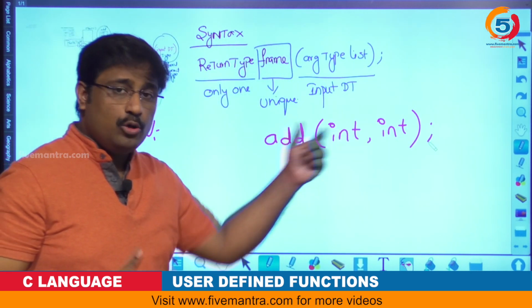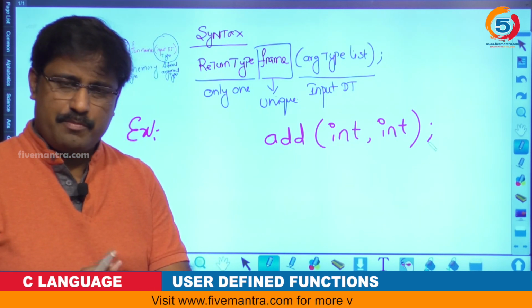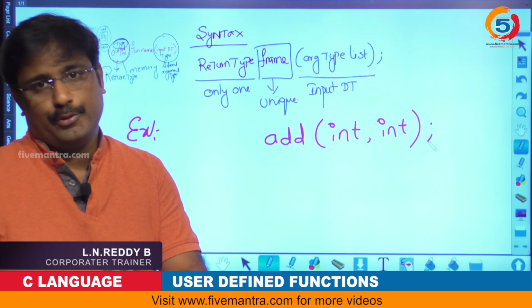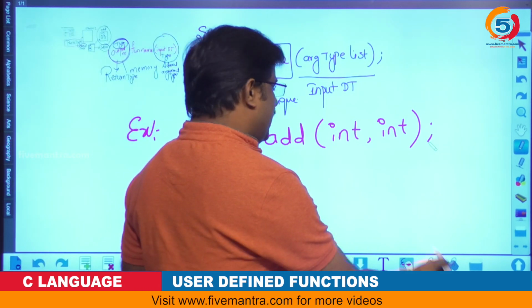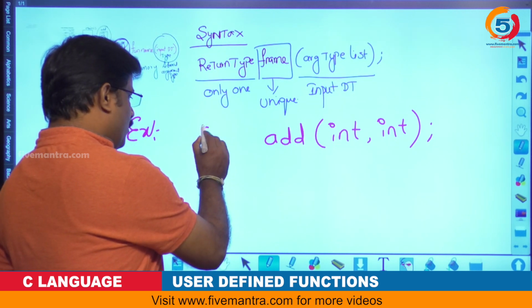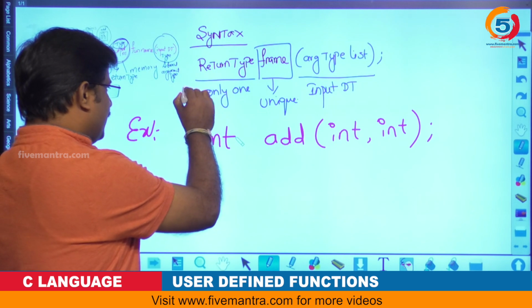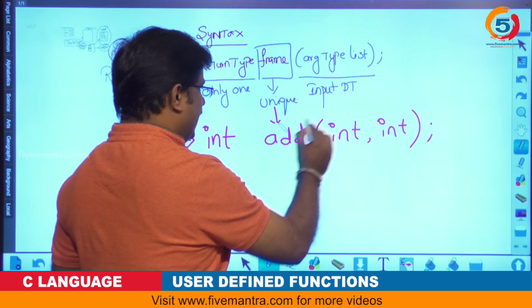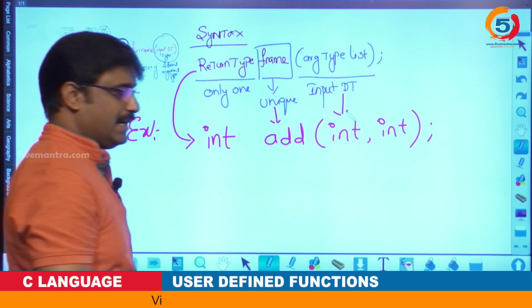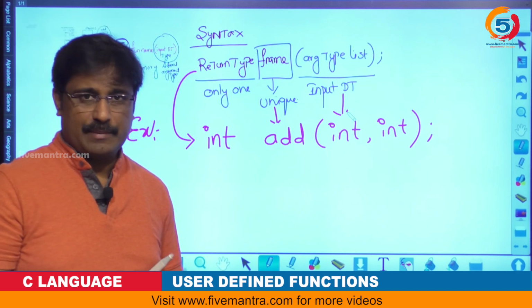Then what output will you get? Maybe integer plus integer, you will get an integer only, but you can change that, it is up to you. But here we'll go in a formal way. The return type must be integer only. So if you want to get an integer value, you will give this one. So this is the return type, this is the function name, and this is the input data type. Okay, this is the example of a prototype declaration.